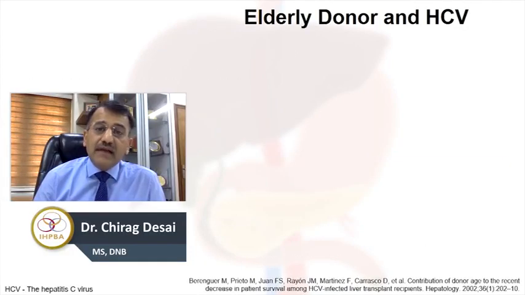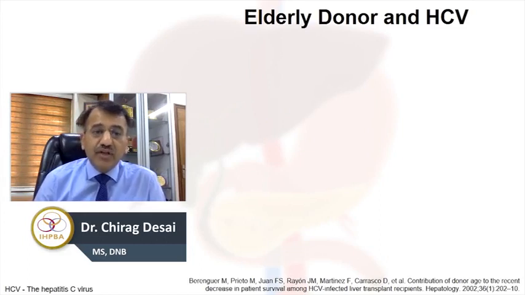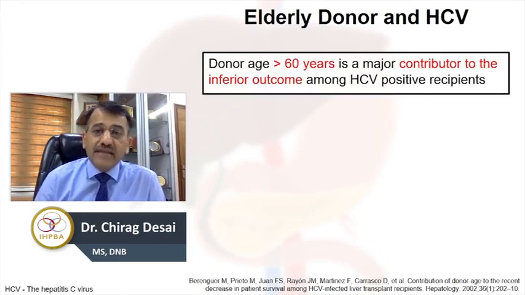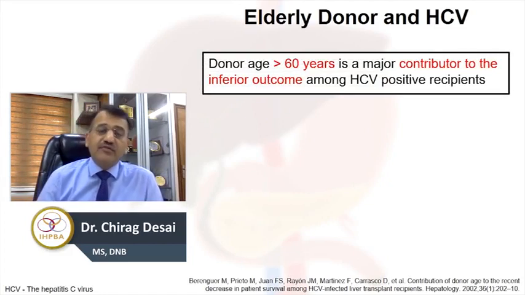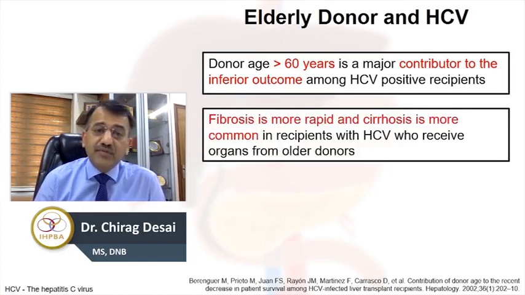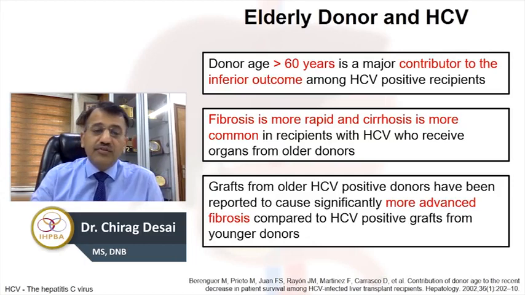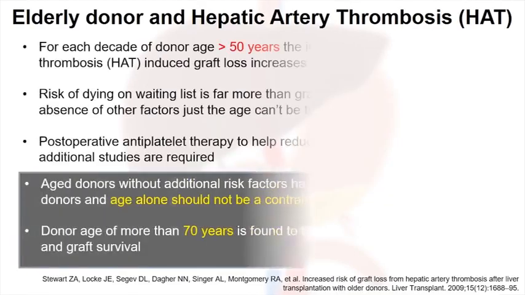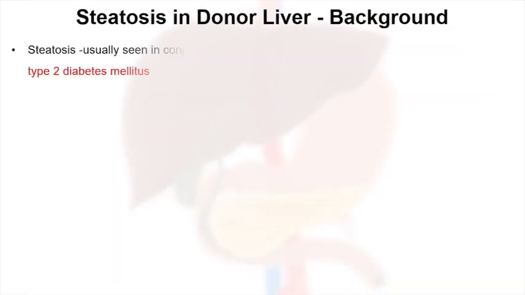Elderly liver and hepatitis C is a deadly combination, and one has to be careful. More than 60 years of age and HCV positive status, one should be very, very careful before utilizing that liver because of the very high incidence of associated fibrosis. But if in doubt, and you want to use that liver, a biopsy is recommended before the use. Elderly donors are also likely to have a higher incidence of hepatic artery thrombosis after transplant.